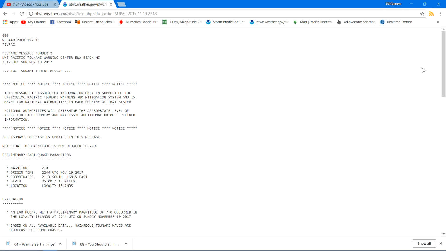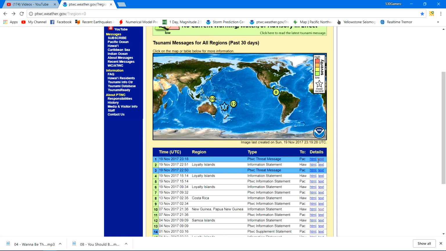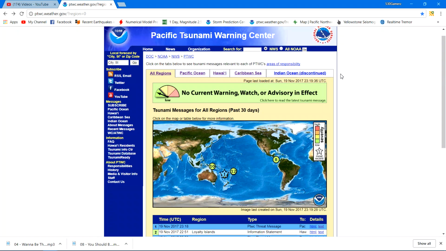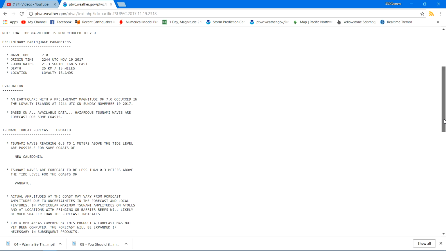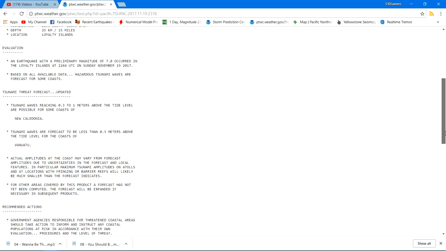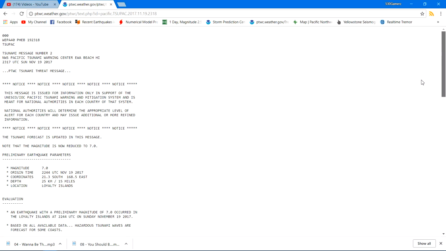As far as anything in Hawaii or anywhere else, it looks like the threat is non-existent there, which is a good thing. Definitely don't want to see any kind of tsunamis hitting out here. But yeah, definitely a good size earthquake.